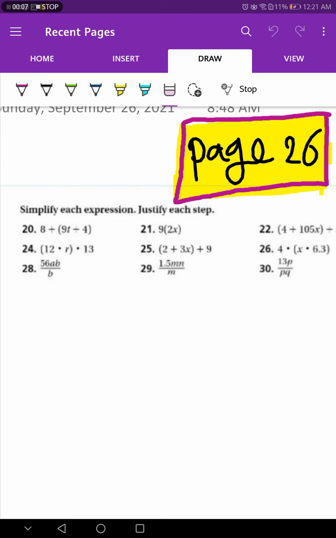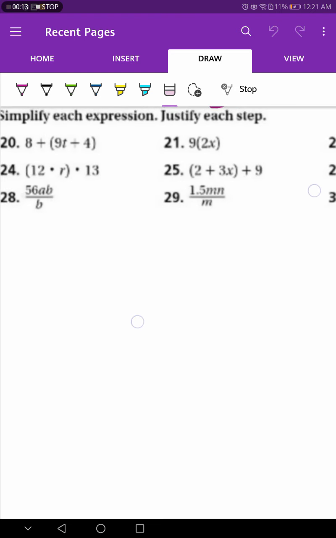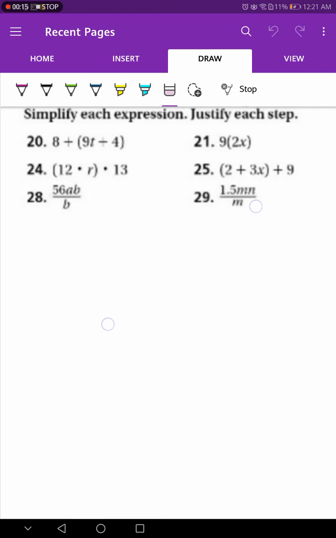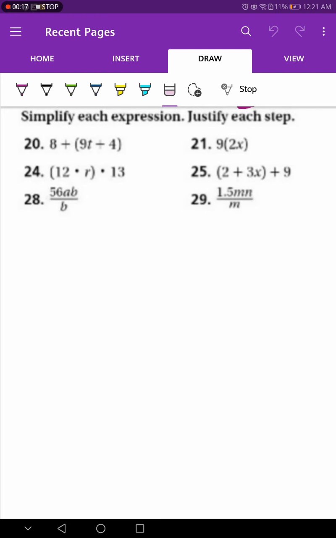Our mission today: complete 1-4 and solve page number 26. Simplify each expression, justify each step. That means for each step we have to write which property I used from the 6 properties that I learned before. Let us start with question number 20, which is 8 plus (90 plus 4).